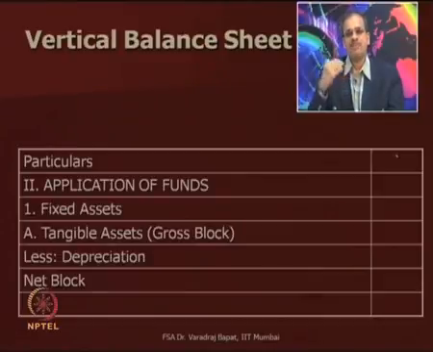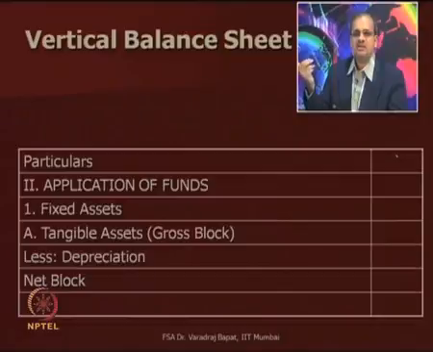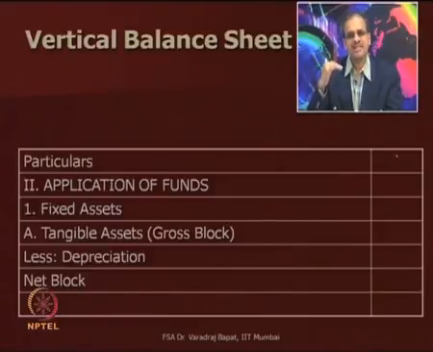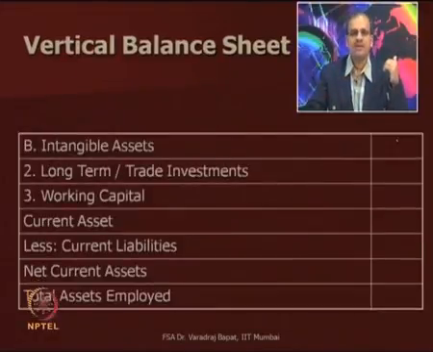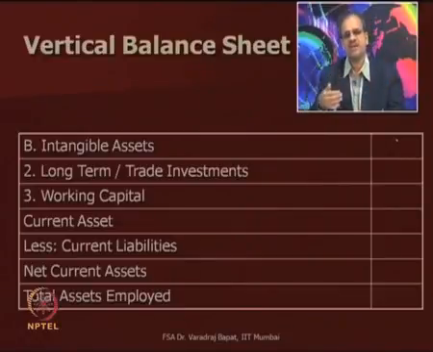Now, let us go to application of funds. This is more on assets. First one could be fixed assets, which can be again divided into tangible and intangible. So, tangible assets are known as gross block, minus depreciation we get the net block or the current value. Apart from tangible, we also have an item called as intangible assets. Then second one could be long term or trade investments.